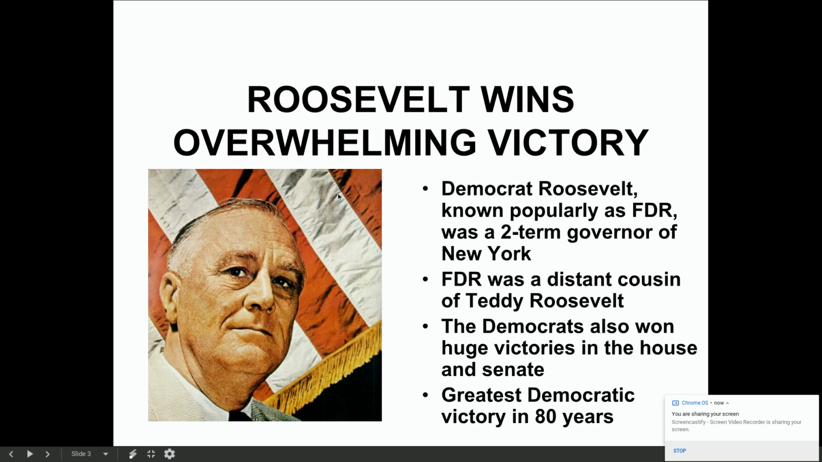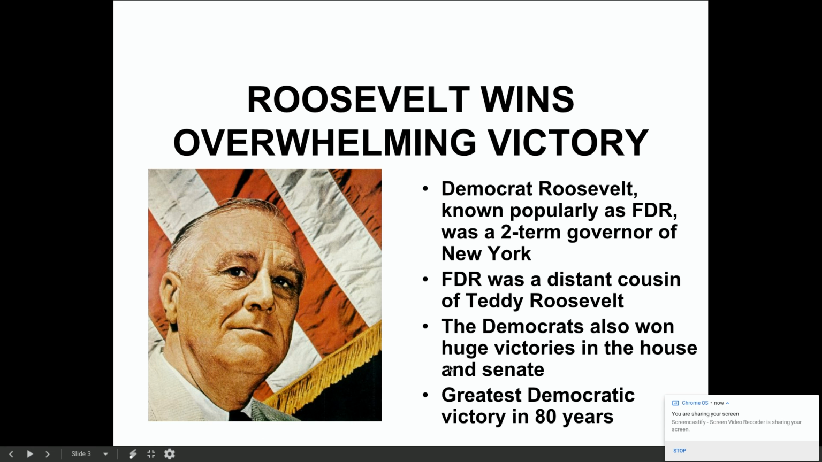As I move forward, Roosevelt in that election wins an overwhelming victory. He was a two-term governor of New York, but not really well known in most parts of the country. He was a distant cousin of a former president, Teddy Roosevelt. And at the time he's elected, meaning Roosevelt, the Democrats also won huge victories in the House and Senate.